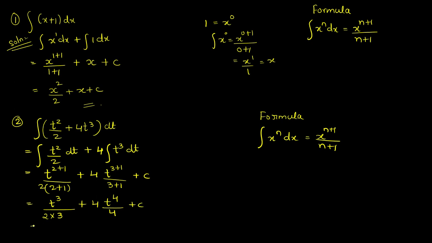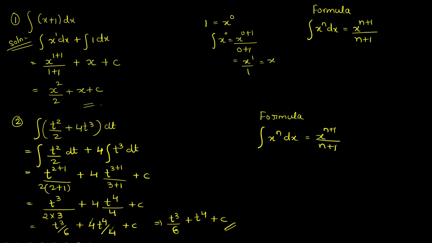You can still write this in the simplified form, that is t cube over 2 times 3 is 6, plus 4 t power 4 divided by 4, which will get cancelled, plus c. So the final answer can be t power 3 by 6, this 4 will get cancelled, so plus t power 4 plus c. And this will be your final answer.